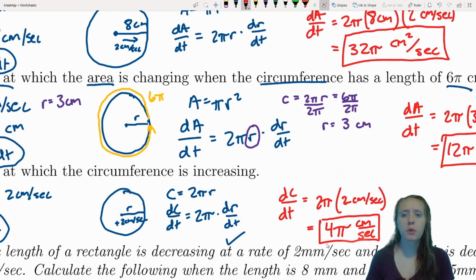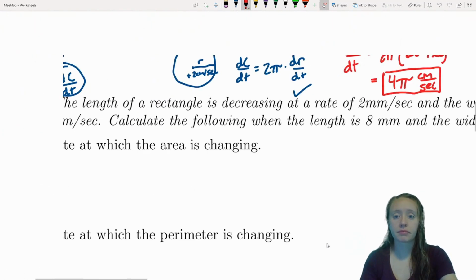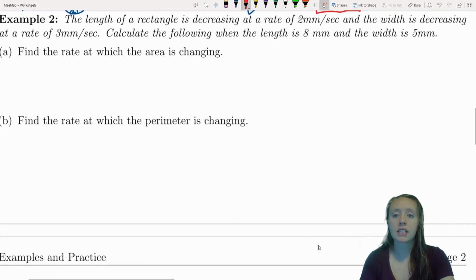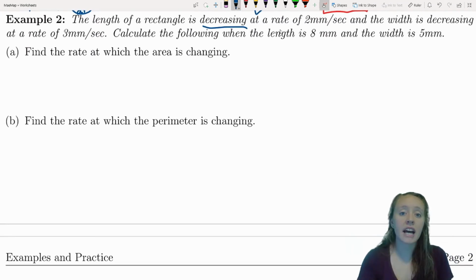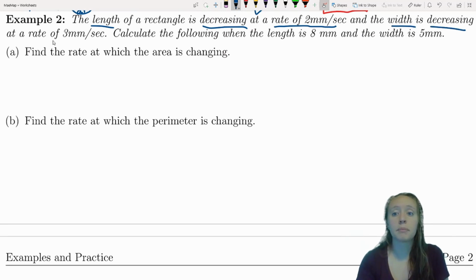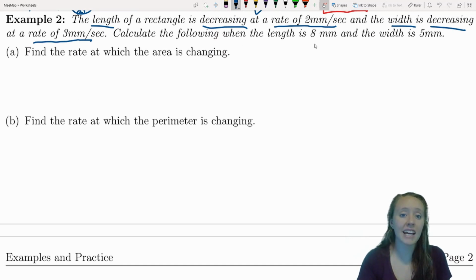All right, so now that we've worked a lot with the area of a circle, let's move on to a different shape. In example 2, it says that the length of a rectangle is decreasing at a rate of 2 millimeters per second, and that's the length of the rectangle. And the width is also decreasing, but that's at a rate of 3 millimeters per second. So we're going to calculate the following when its length is 8 millimeters and its width is 5 millimeters.